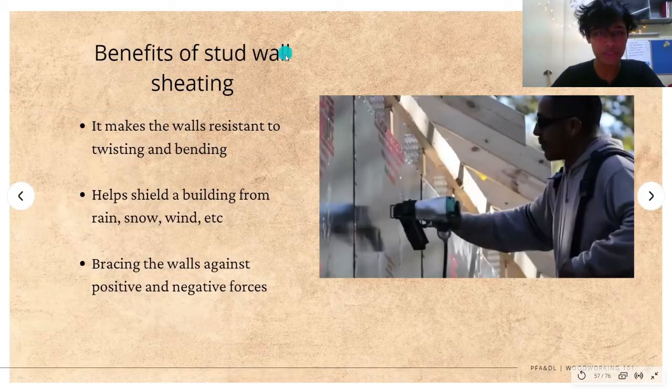Alright, the benefits of stud wall sheeting are that it makes the walls resistant to twisting and bending, it helps shield a building from rain, snow, and wind, and it also braces the wall against positive and negative force. So the wall is stronger and hard to collapse.